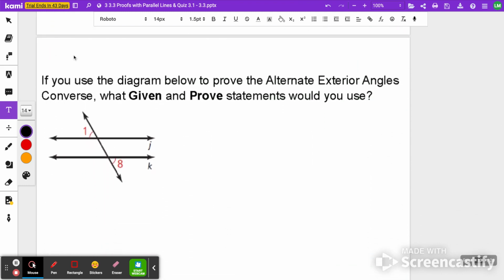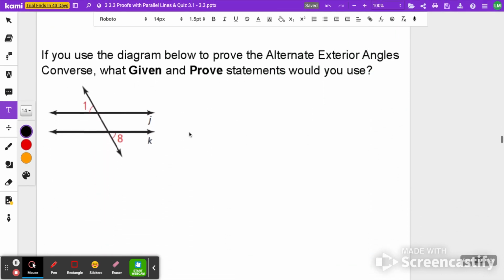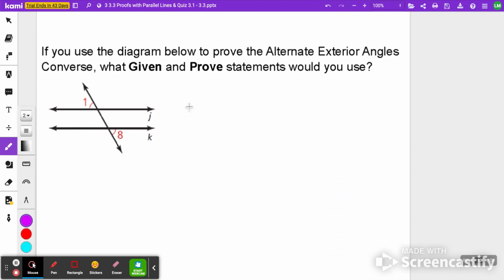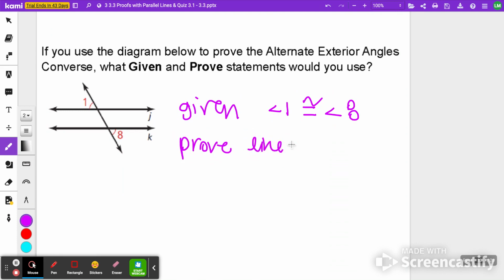If you use the diagram below to prove the alternate exterior angles converse, which given and proof statements would you use? So if we are given maybe angle 1 is congruent to angle 8, right? We would just be able to prove that line J is parallel to line K, right?